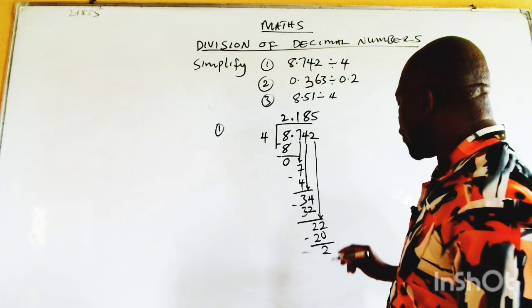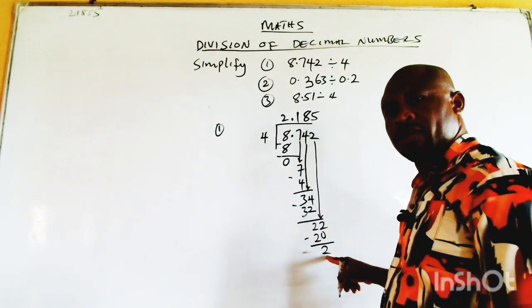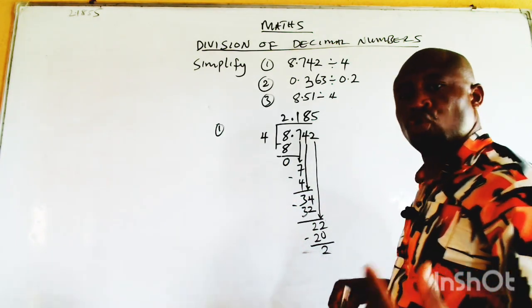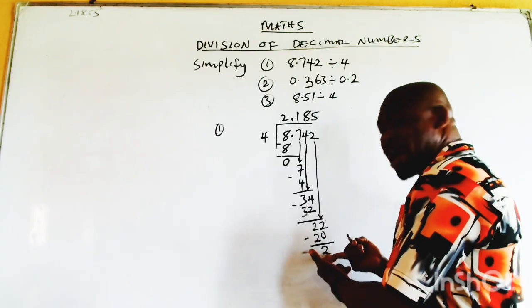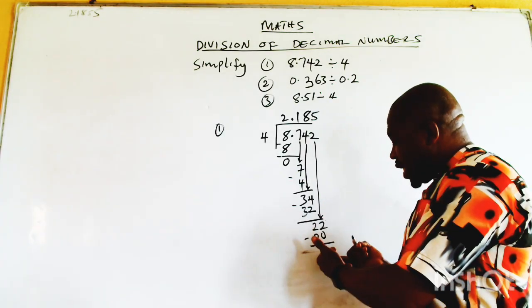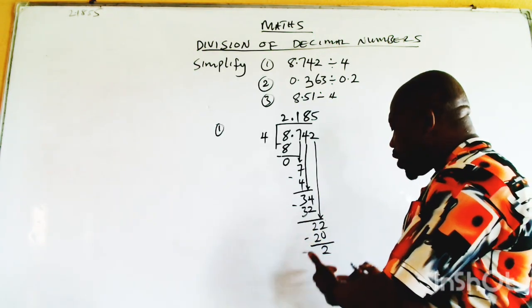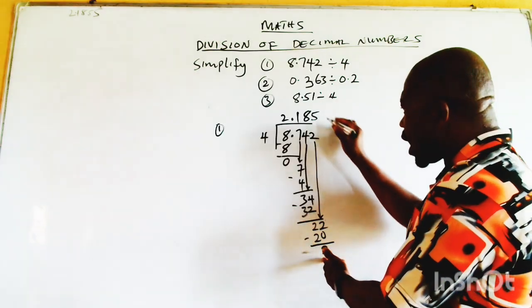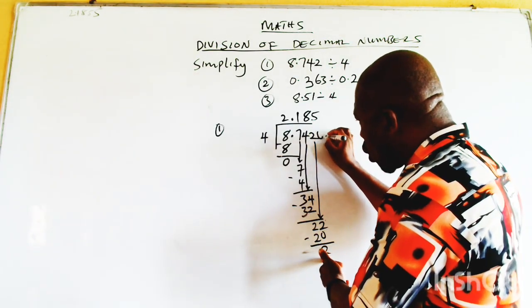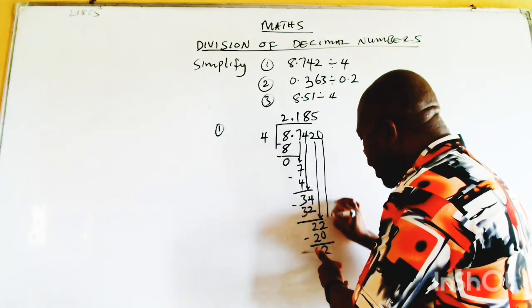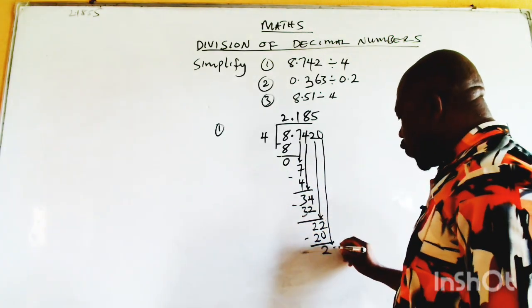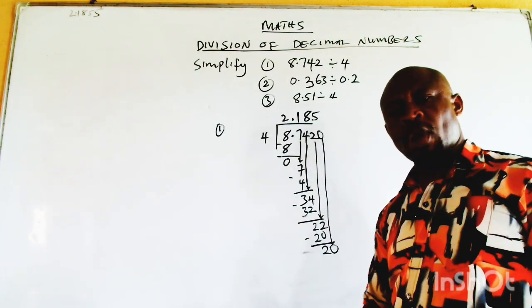Now we have 4 divide 2. Since 4 cannot divide 2, what do we do? Of course, you cannot leave it here. You continue until everything becomes 0. Since you cannot leave it here, come to this your divisor, add 0 there, and bring that 0 down. So if you bring it down, we have 20.